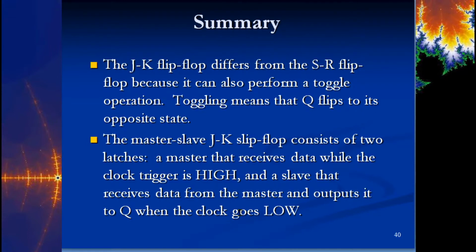And the master-slave operation consists of 2 latches, one that receives the data while the clock is high, and then a slave that receives it while it's low. Okay, and that happens over and over and over again. Okay? Any questions?